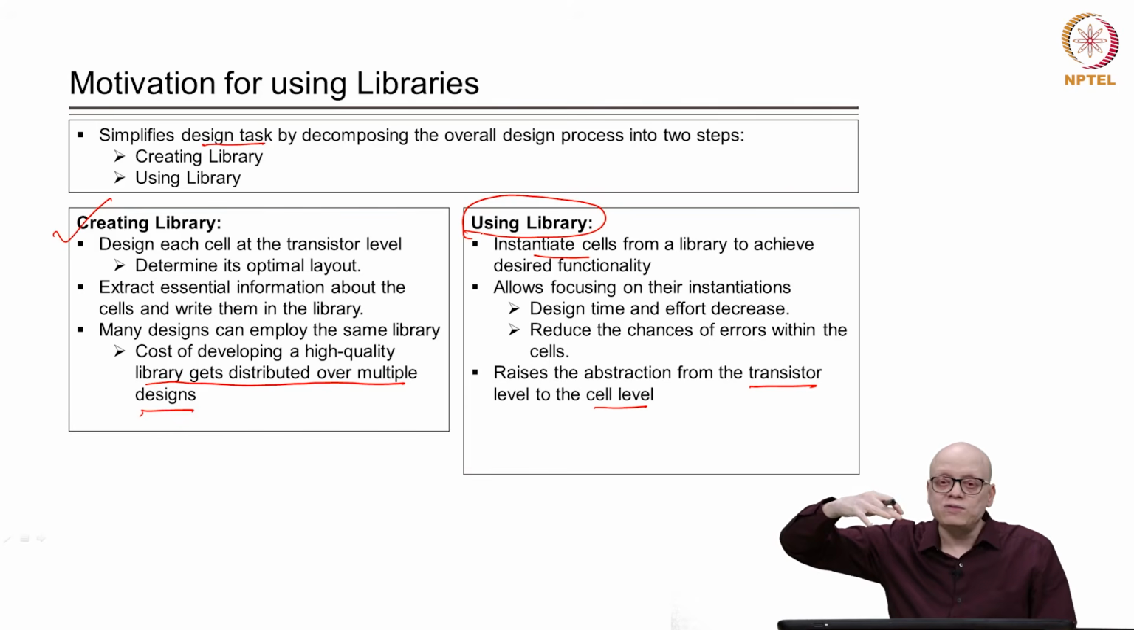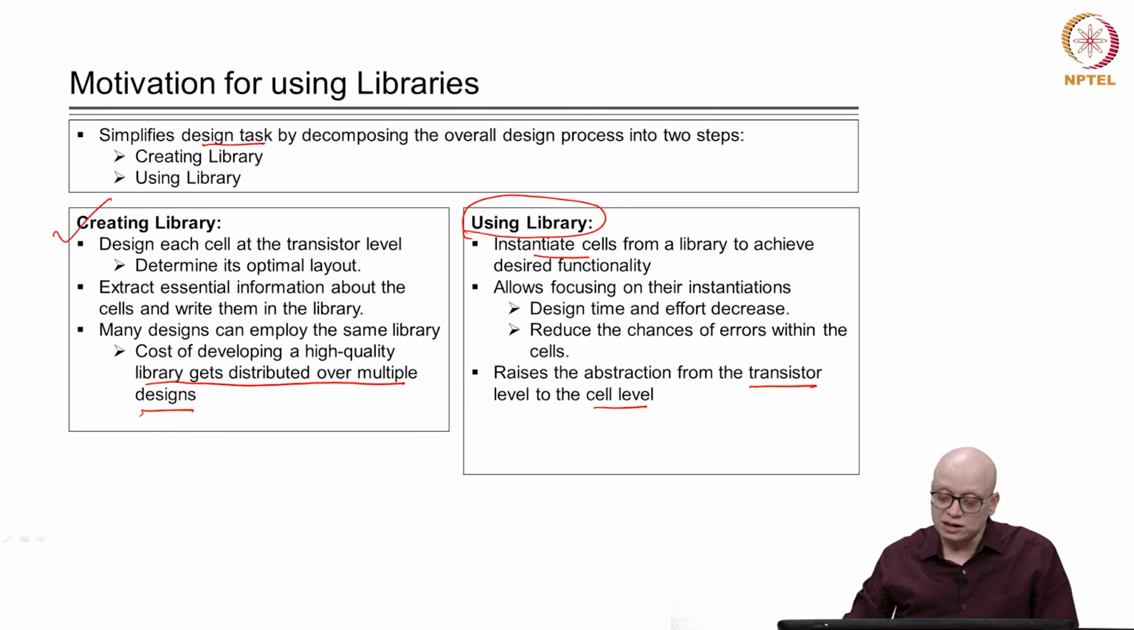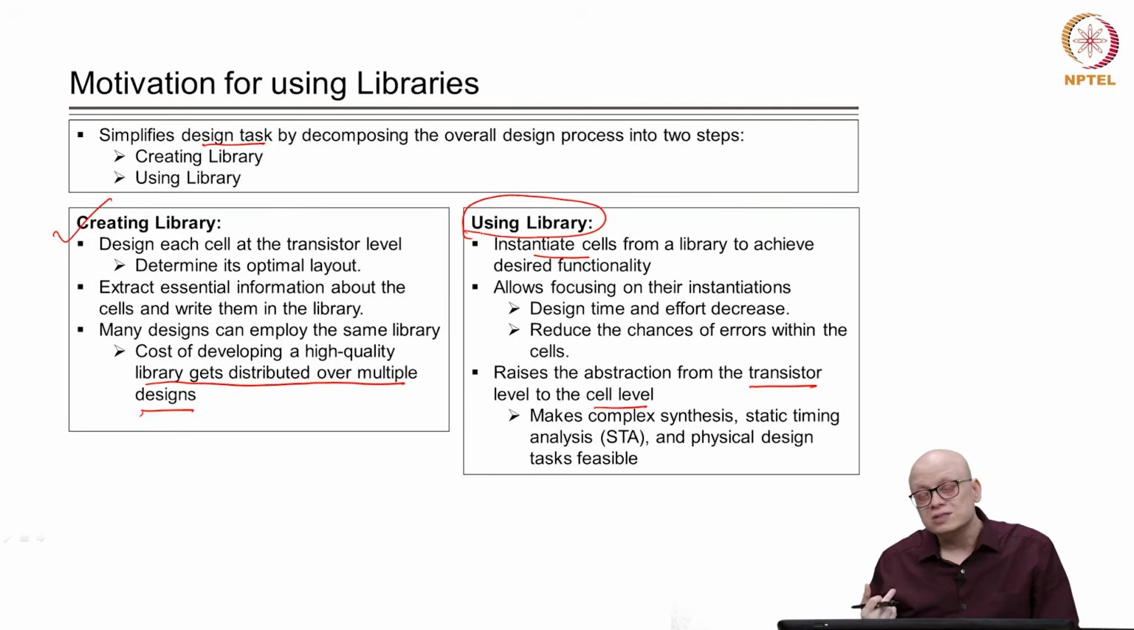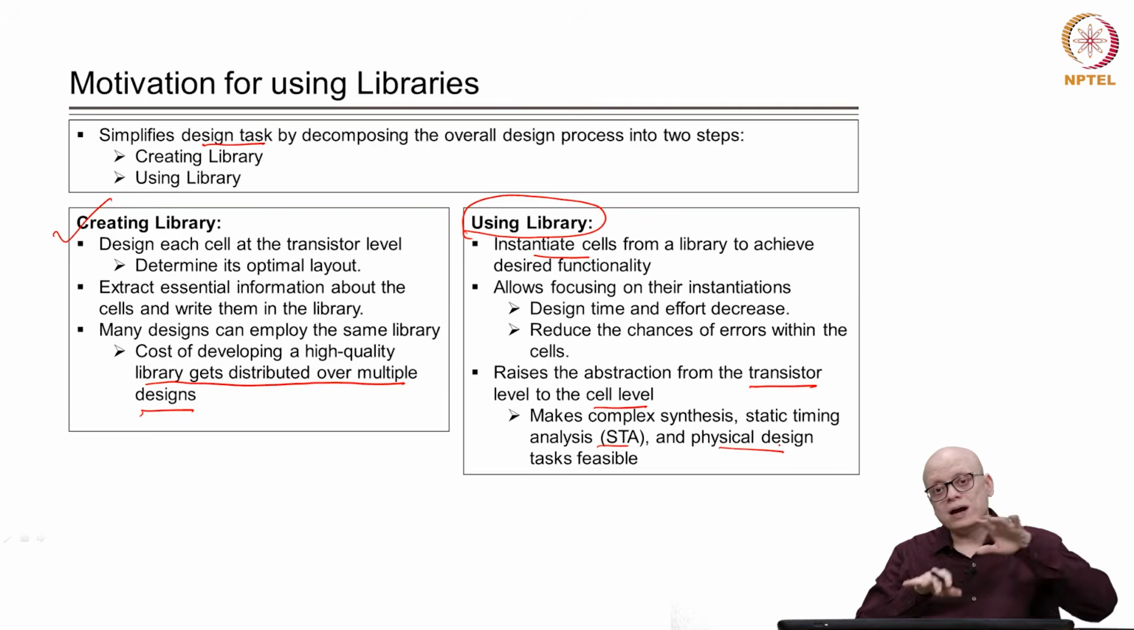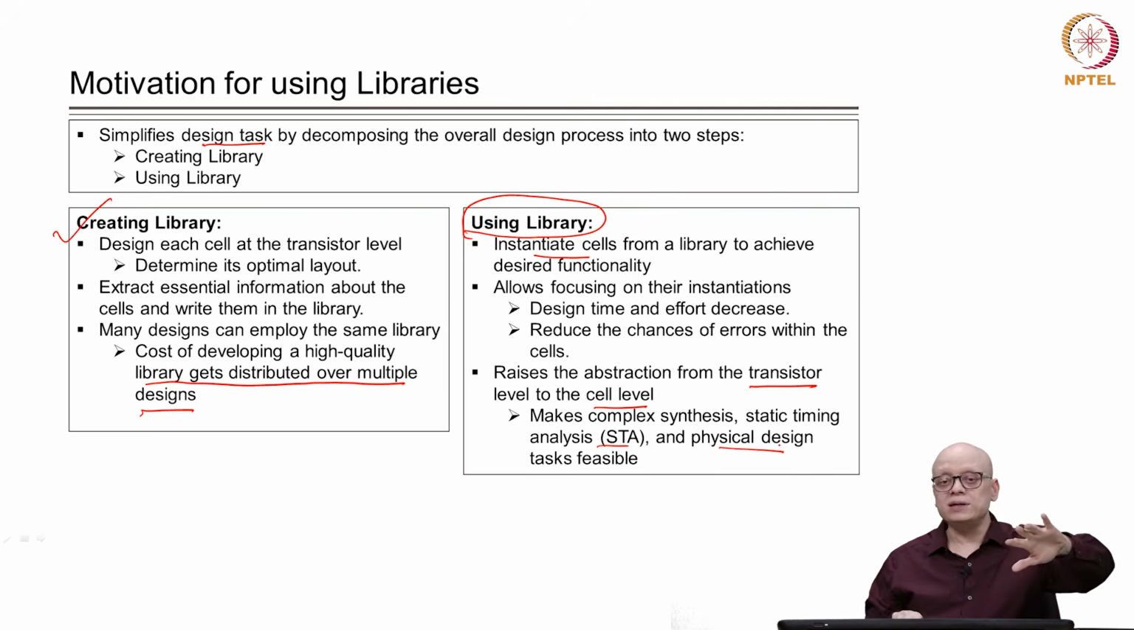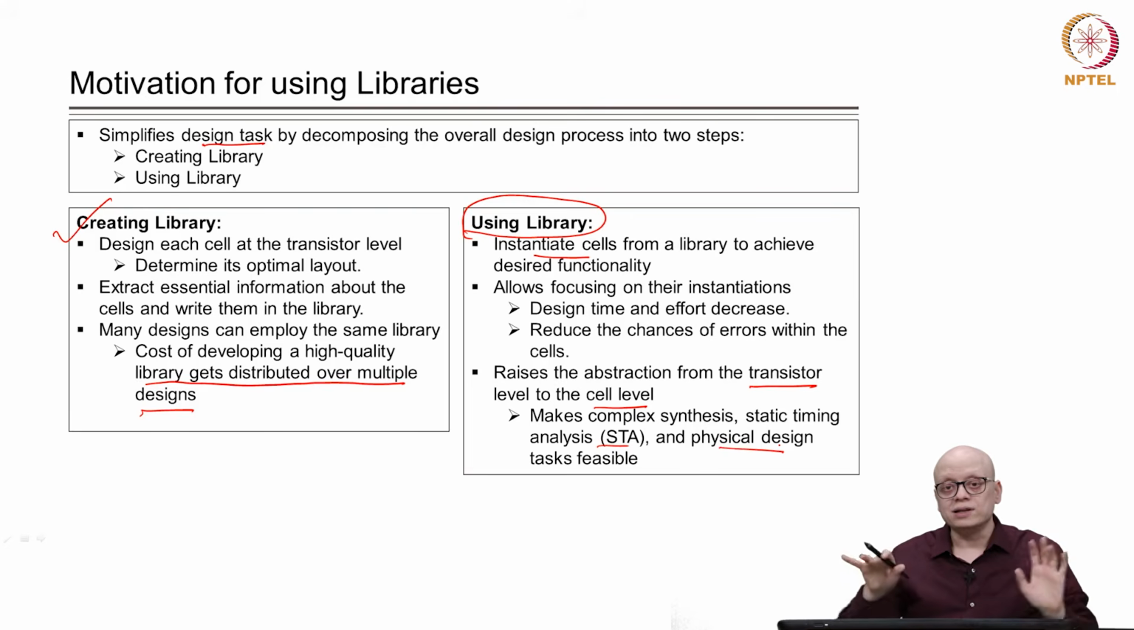By raising the level of abstraction, the tasks for these tools decrease, or the complexity of the task decreases tremendously. For example, for the STA tool, the physical design tools and the synthesis tools, the tasks become much easier if they are working at a higher level of abstraction. So, these are the primary motivation of making the design flow into two parts. The first part is creating the library, and the second part is using the library.